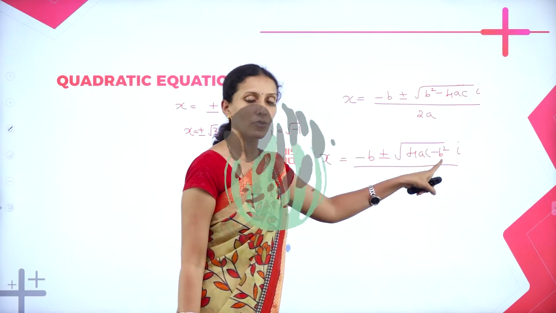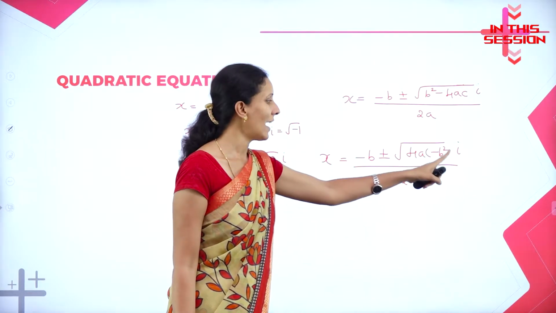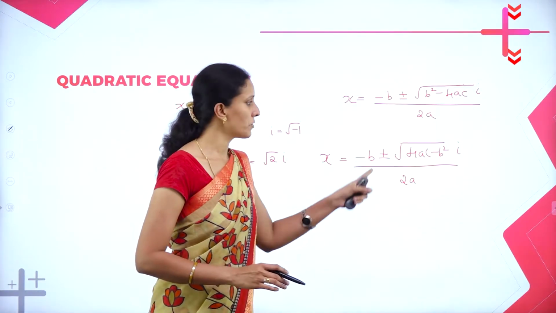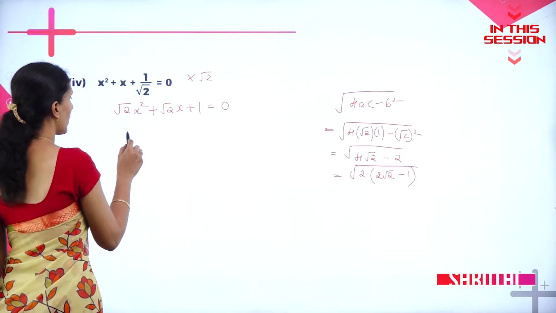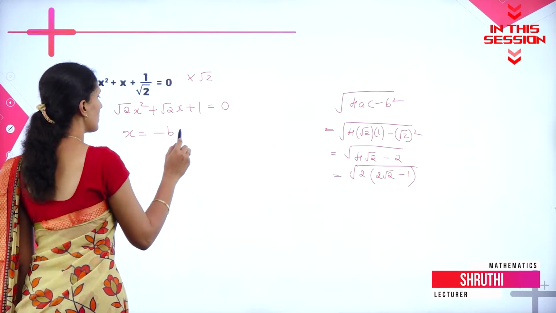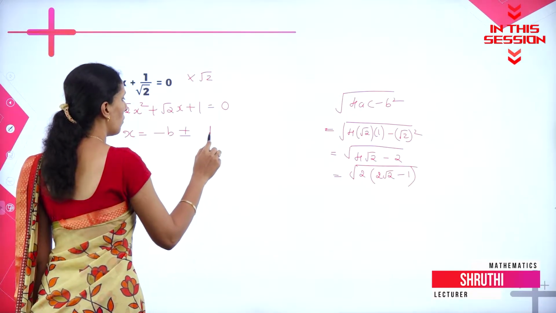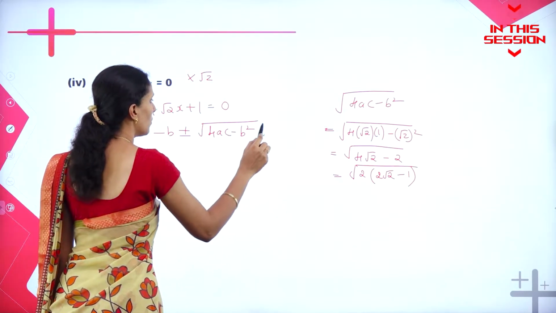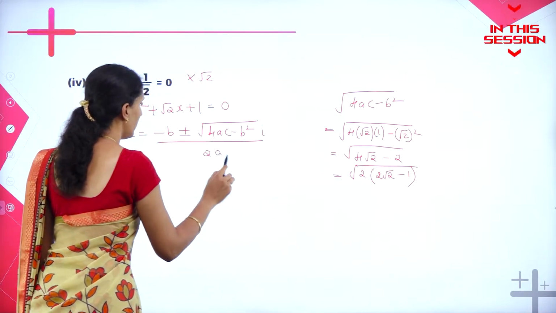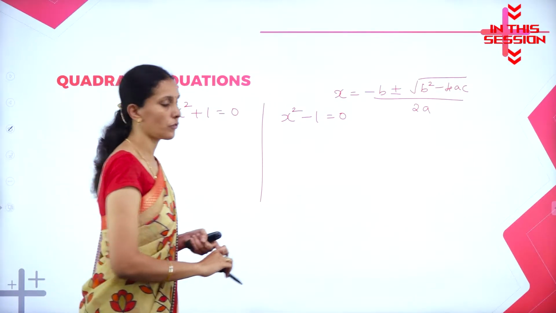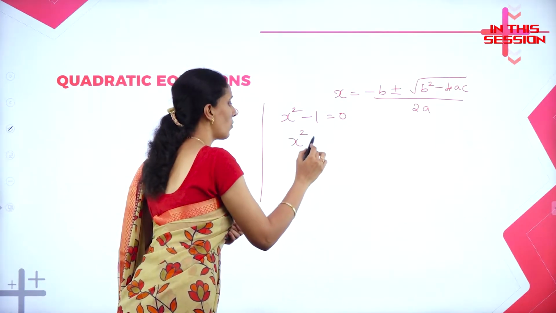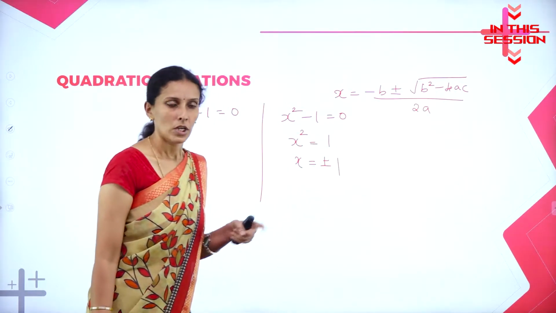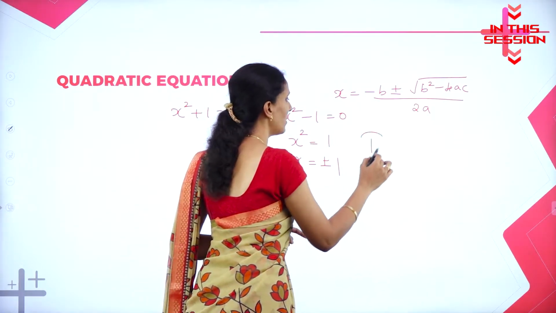4ac minus b square will give you the positive root, and when you multiply i with it, you can directly solve the problem using this formula. Use the equation x is equal to minus b plus or minus square root of 4ac minus b square into i divided by 2a, where you have found the solution of the quadratic equation x square is equal to 1, x is equal to plus or minus 1. So this is nothing but the real number.